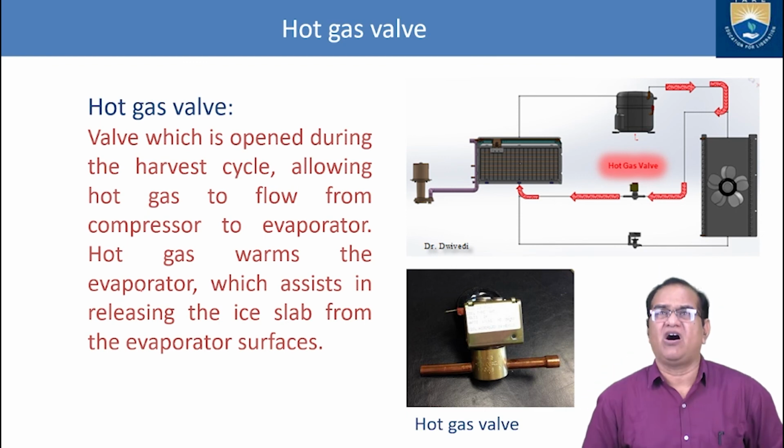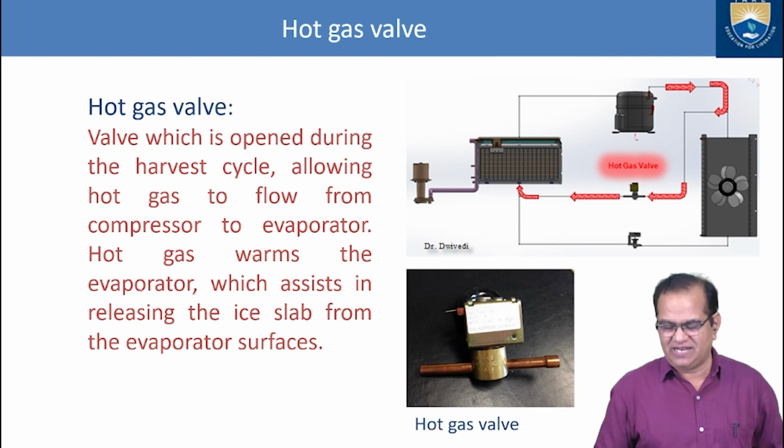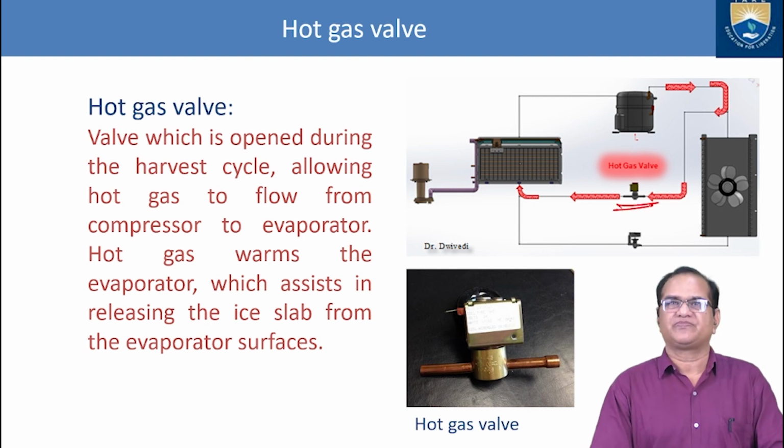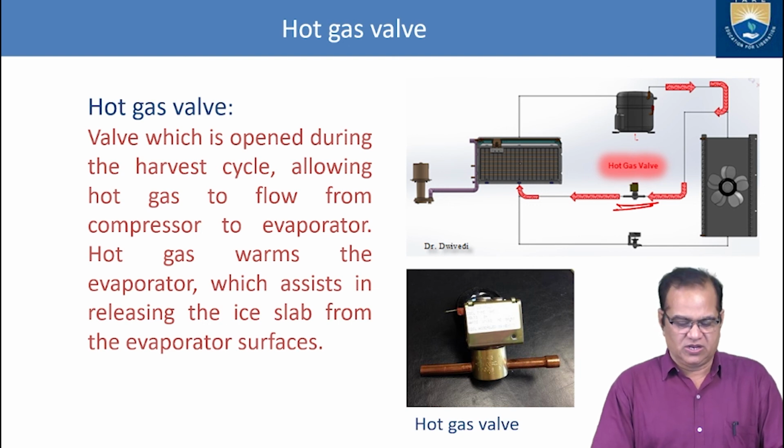Another component is the hot gas valve. You can see here, the hot gas valve is this one. It is shown here. The hot gas valve is opened during the harvest cycle, allowing hot gas to flow from the compressor to the evaporator. Hot gas warms the evaporator, which assists in releasing the ice slab from the evaporator surface.